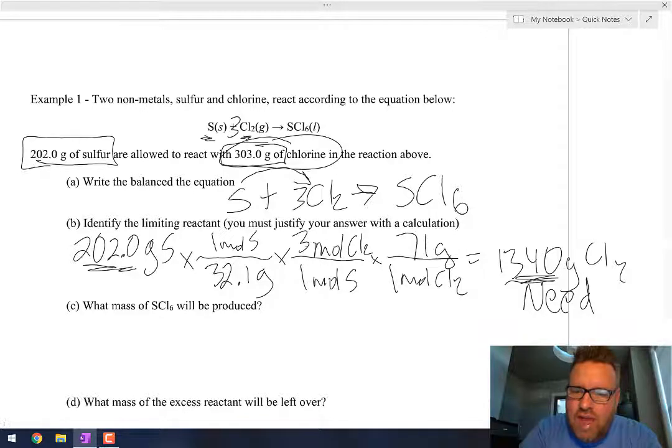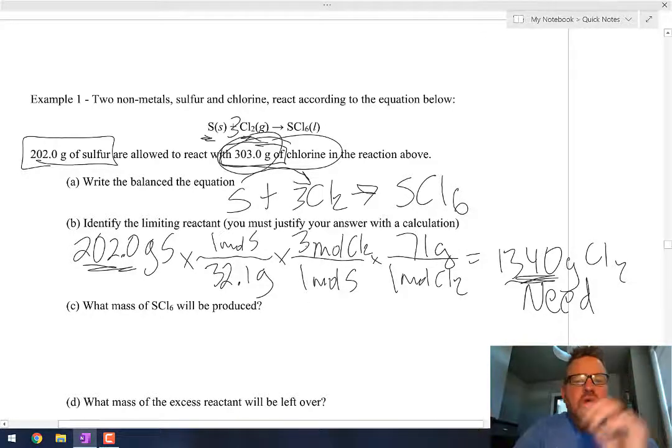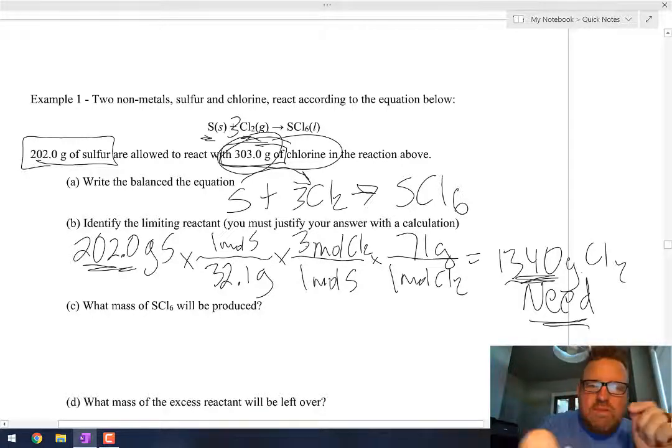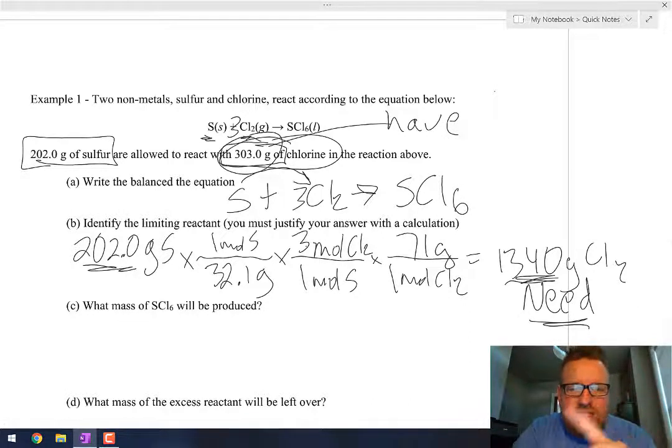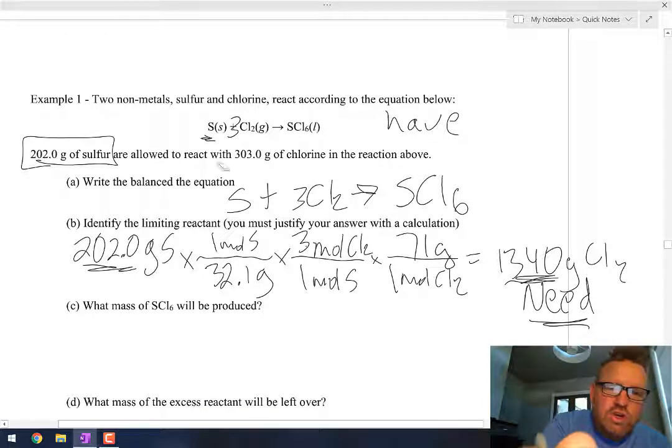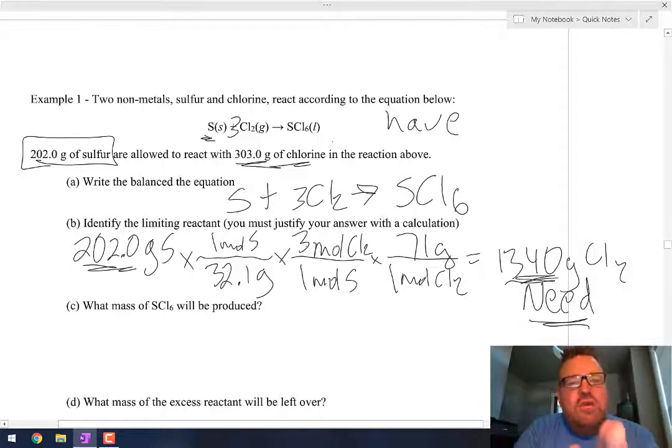And since I don't have enough chlorine, I only have 303 grams, what that's telling me is that the chlorine is going to run out first. Because if the amount you need is more than the amount that you have, then you don't have enough. And if you don't have enough, that's telling you that chlorine is the limiting reactant. And again, the reason that's important is because that's when the reaction's going to stop. Once you've used those 303 grams of chlorine, the reaction cannot continue anymore because guess what? All the chlorine is gone.